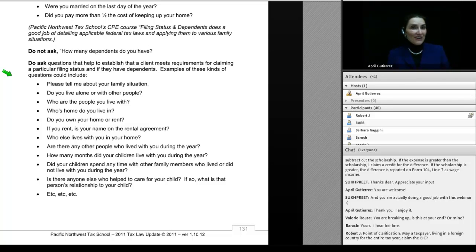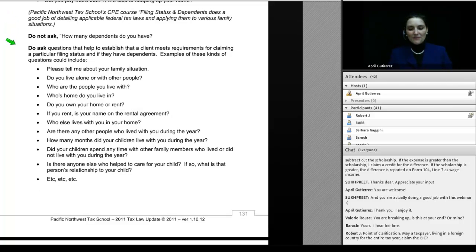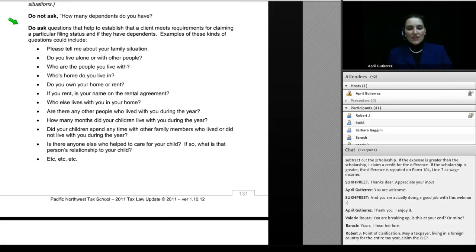You know, one year they're married and the next year they're not, and so on. And of course, we have an entire course just devoted to that. It's called Filing Status and Dependence, where we really go through all of these rules and teach them to you. Now, here's another one. Don't ask, how many dependents do you have?